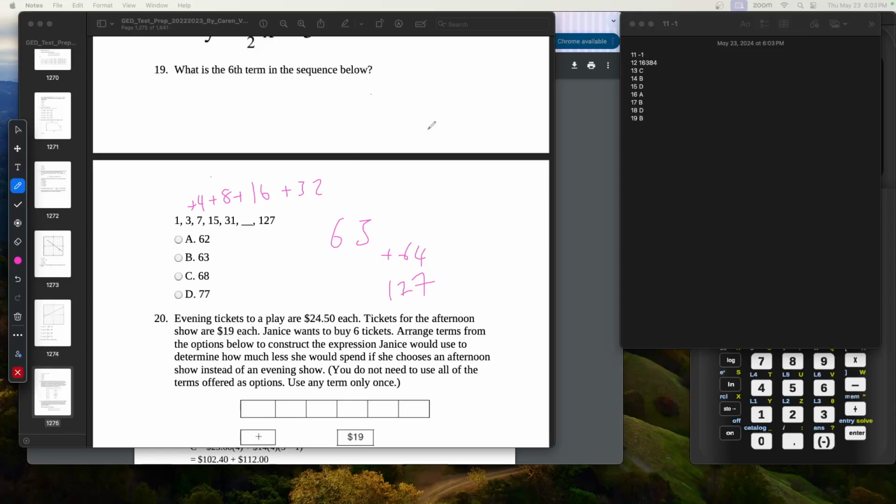So I'm thinking it's just 3 plus 4 equals 7, plus 8 equals 15, plus 16 equals 31. So we're looking for 31 plus 32, which is 63. And then 63 plus 64 is 127, which makes sense. I think that's the pattern that they want. So the number that we're adding doubles each time: 4, 8, 16, 32, 64. I think that's it. I wouldn't think about it too deeply.